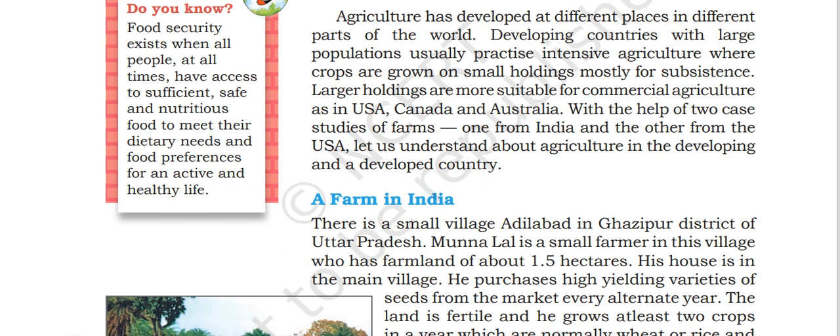With the help of two case studies of farms, one from India and another from the USA, let us see the difference in terms of agriculture in a developing and a developed country. Food security means access to sufficient, safe and nutritious food to meet the dietary needs for an active and healthy life.